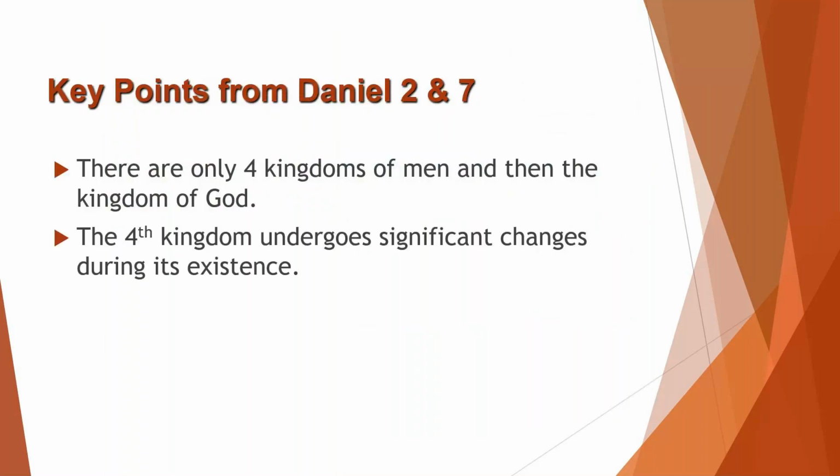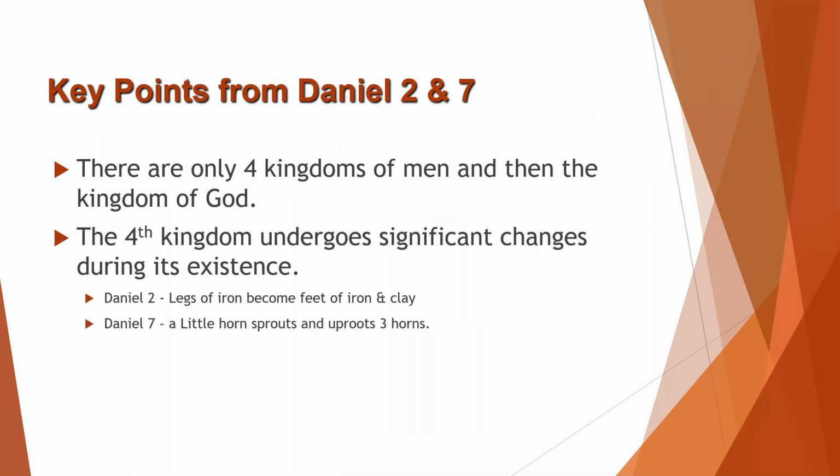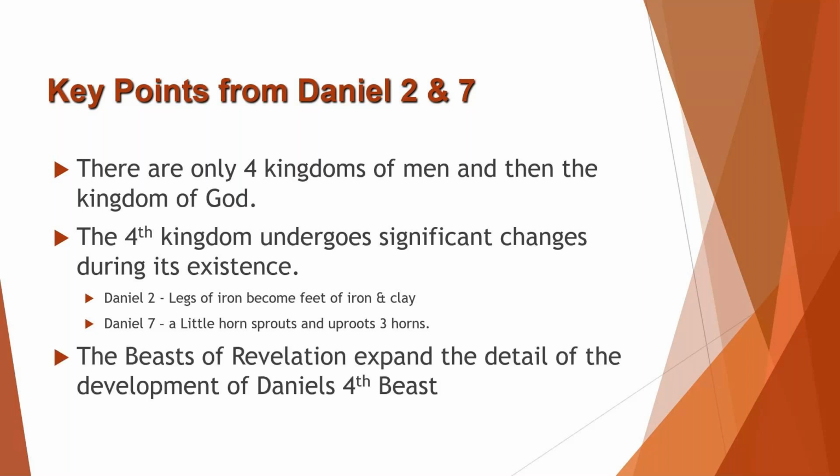The fourth kingdom undergoes significant changes during its existence. Legs of iron become feet of iron and clay. In Daniel 7, a little horn sprouts and uproots the three horns. The beasts of Revelation are an expansion in the detail and the development of Daniel's fourth beast.